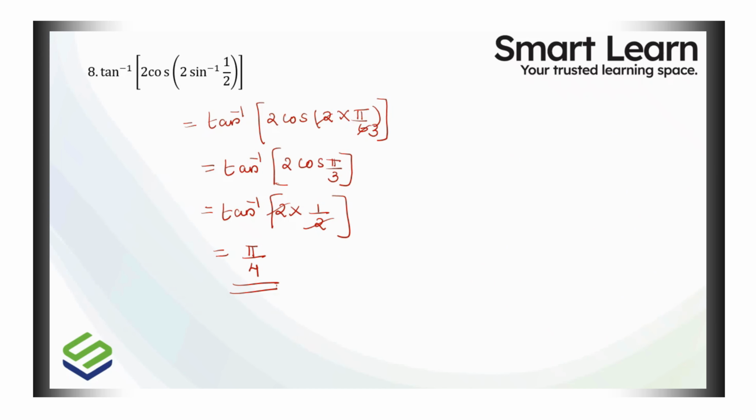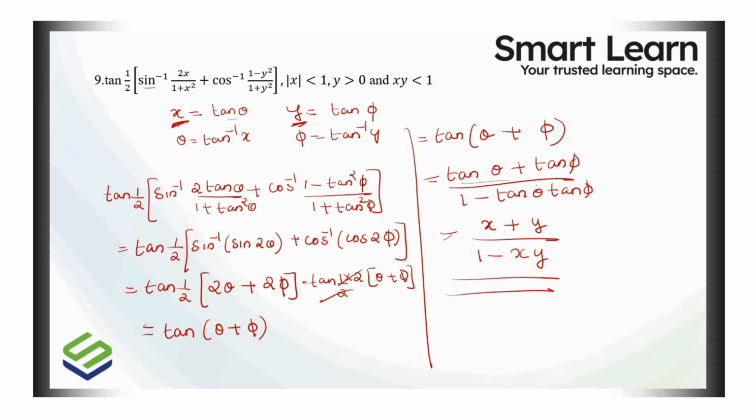Now tan inverse of 2 cos of 2 sin inverse 1 by 2. What is sin inverse of 1 by 2? Pi by 6. So 2 into pi by 6 will be, 2 and 6 is cancelled, pi by 3. Now 2 cos pi by 3, that is cos pi by 3 is 1 by 2, so 2 into 1 by 2 is 1. That is tan inverse of 1 is pi by 4.